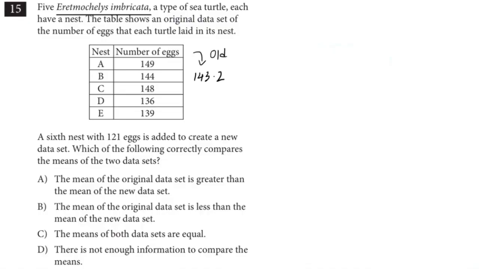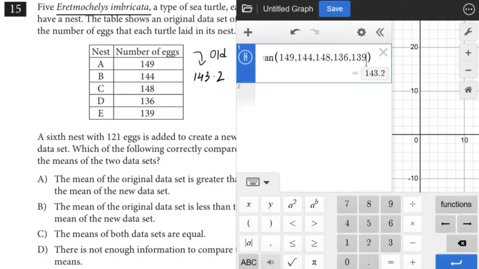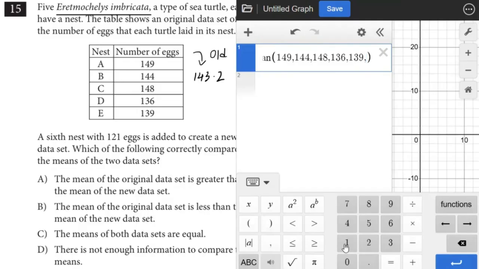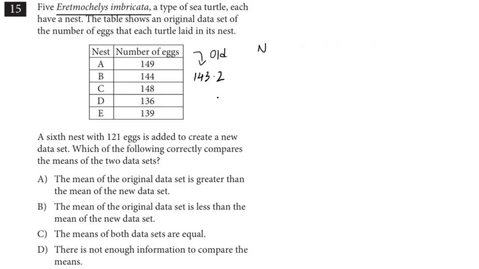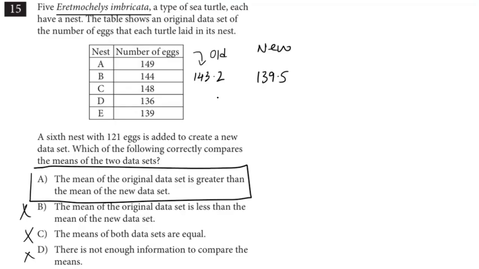So the new one, let's just add one more value here with a comma, 121. And the new mean is 139.5. So let's see the options now. The mean of the original data set is greater. Well, it looks correct. The mean of the original data set is less. Wrong. The means of both data sets are equal. Wrong. There is not enough information to compare. Wrong. So A is the correct answer.